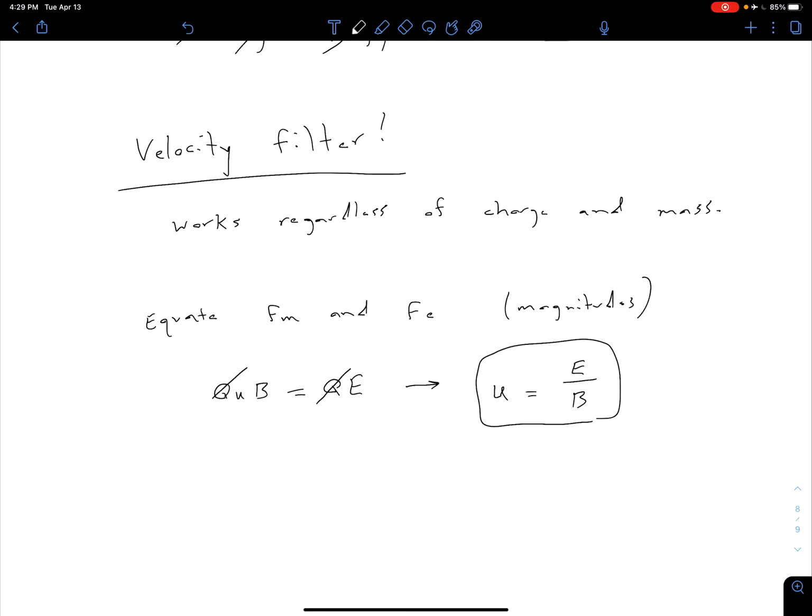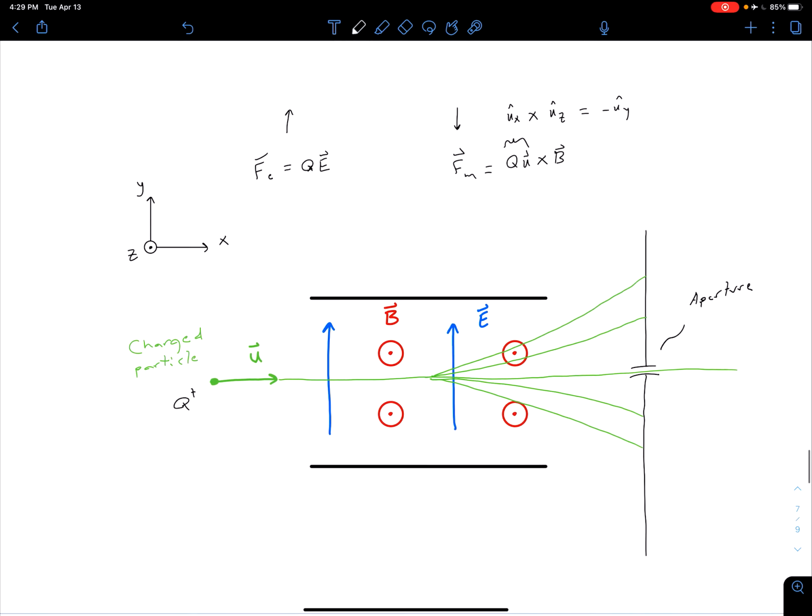Of course, the thing we have to keep in mind is that we have to apply these in a certain manner. We have to have our electric field, our velocity of the particle, and our magnetic field all mutually perpendicular to one another.